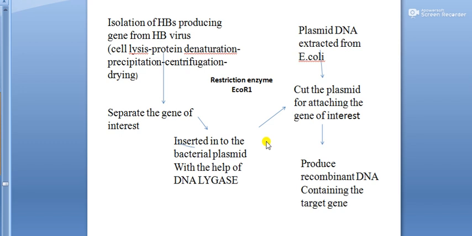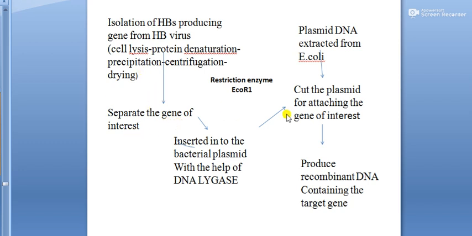It may be by cell lysis, which involves protein denaturation, precipitation, centrifugation and drying. After isolating the HBs producing genes from the hepatitis B virus, we also need a vector, that is a plasmid vector. Plasmid DNA vectors are extracted from bacterial cells, that is E. coli. Then we do restriction with the help of the same restriction enzyme, that is EcoR1.